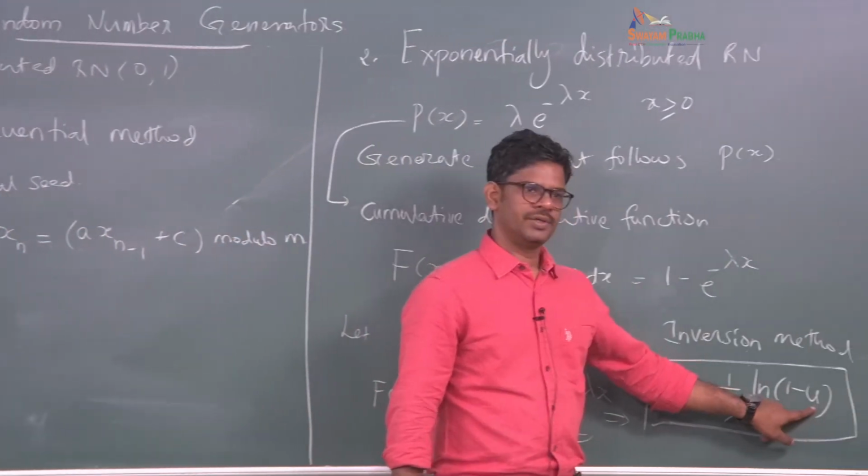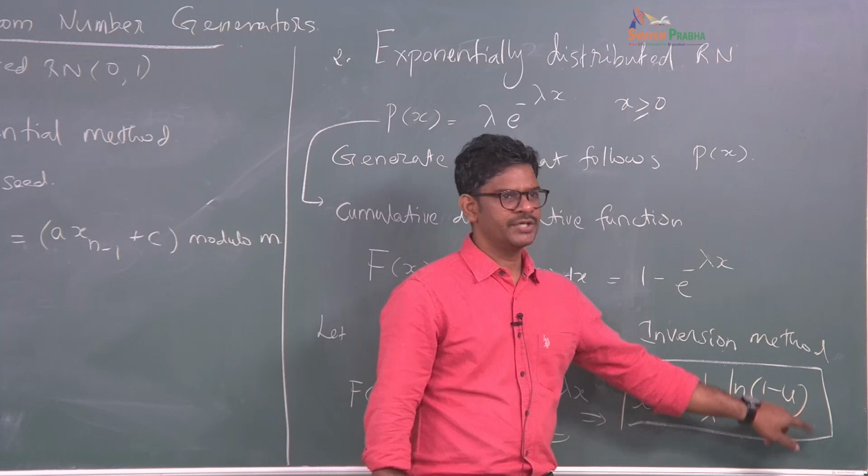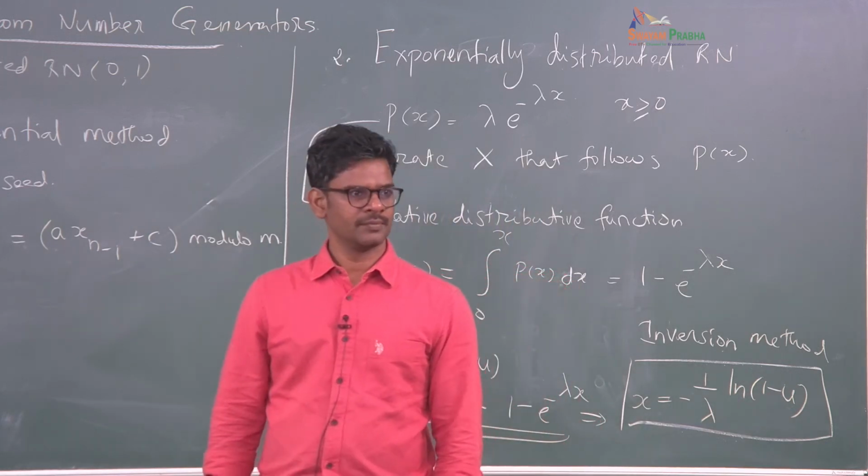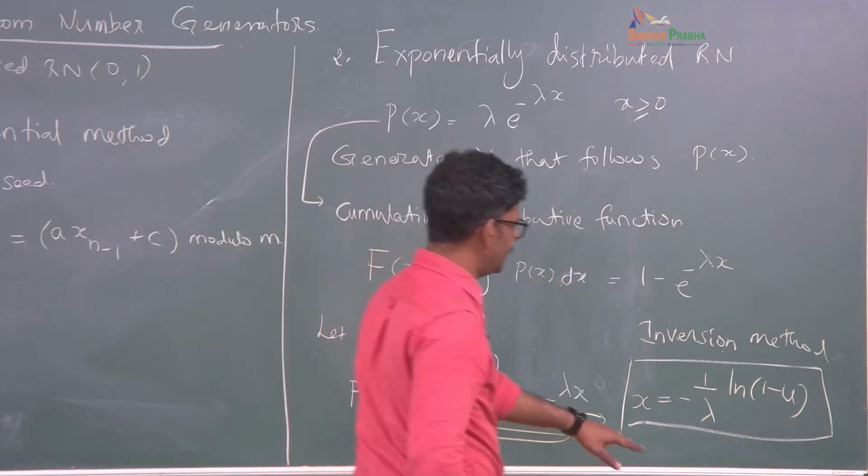So if u is uniformly distributed, what about 1 minus u? Right? So I can actually even just write simply u.